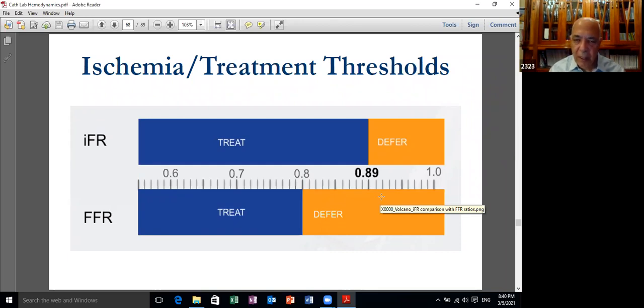But if you have a lesion which produces an IFR less than 0.89 or less than 0.8 in FFR, then you ought to intervene on these patients. Now, there are some exceptions. It's applied to almost every vessel, but you cannot apply this to venous graft or patients with heart failure or patients during the acute setting of myocardial infarction in the culprit vessel. So apart from these three conditions, you can use it in the non-culprit vessel.